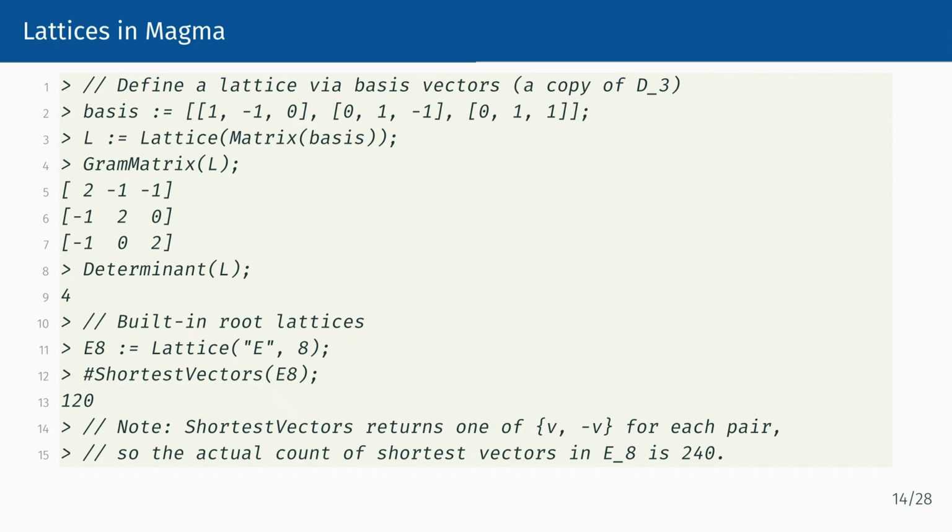Oh, and I can ask about the shortest vectors in a lattice. One thing that one needs to notice here is that E8 has 240 shortest vectors, but Magma will only tell you that there are 120. The reason for this is that shortest vectors only returns one of each pair of a vector and its negative. So there's a natural symmetry, right? A vector and minus the vector have the same length. And this is just, again, a matter of notational definition.